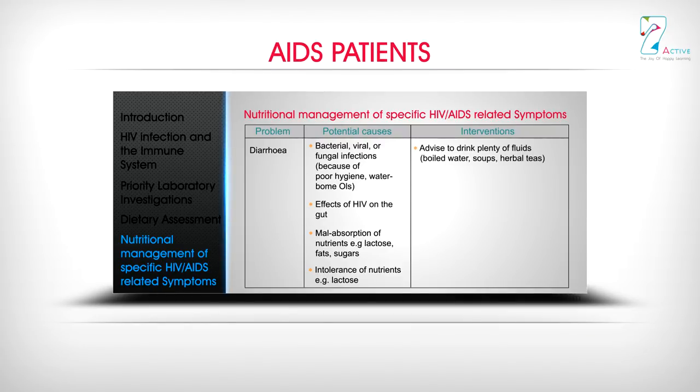Advice to drink plenty of fluids, boiled water, soups, herbal teas. Provide ORT solution or, if unavailable, advise how to make it: 1 liter boiled water, 4 teaspoon sugar, 1/2 teaspoon salt.